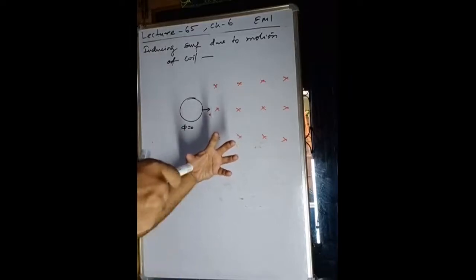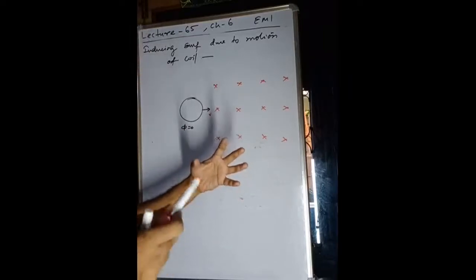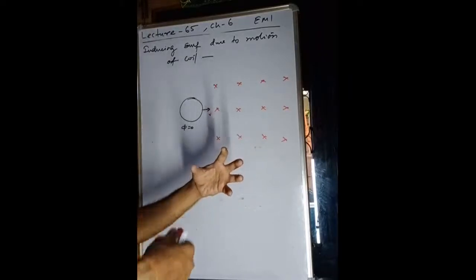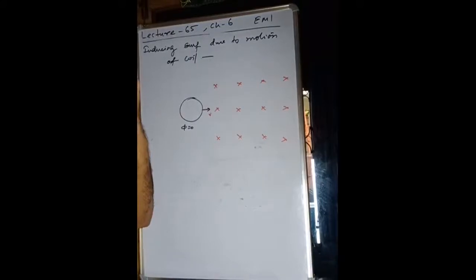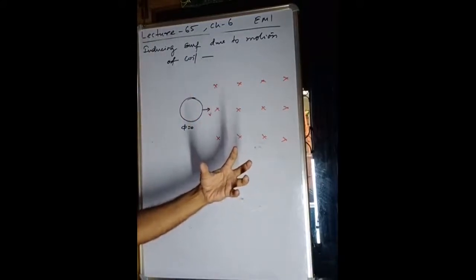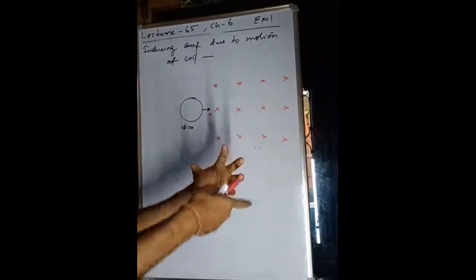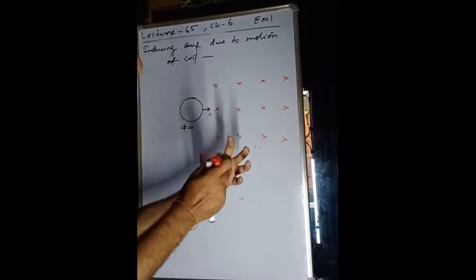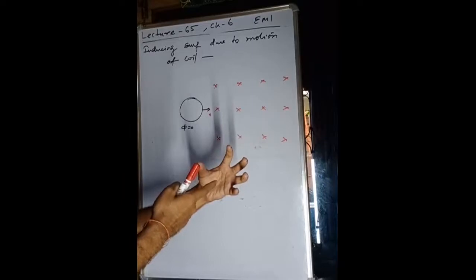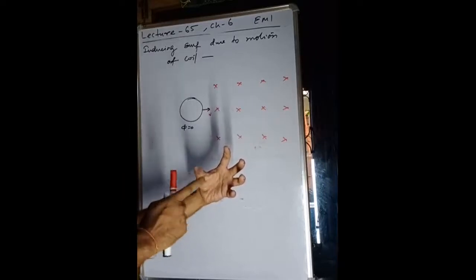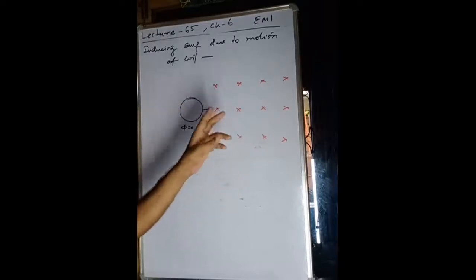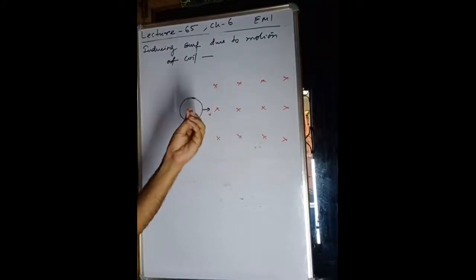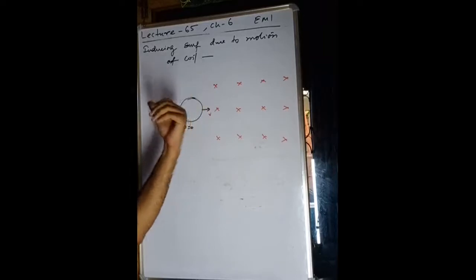Is it due to the coming of a north pole or a south pole? Because if the north pole comes, the flux will increase, and if the south pole comes, the flux will also increase. But in both cases, there will be a change in the direction of the induced EMF. If the north pole is coming, this side becomes north. If the south pole is coming, this becomes south. In both cases EMF will be induced. So here our aim is to find the polarity, that is, due to which pole the flux is increasing.